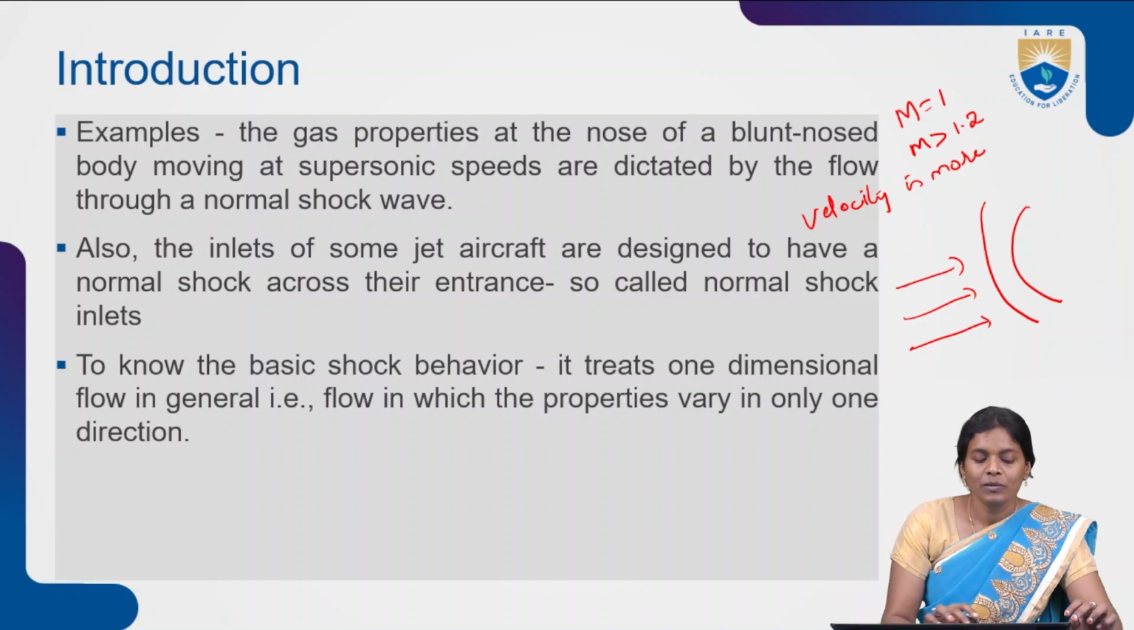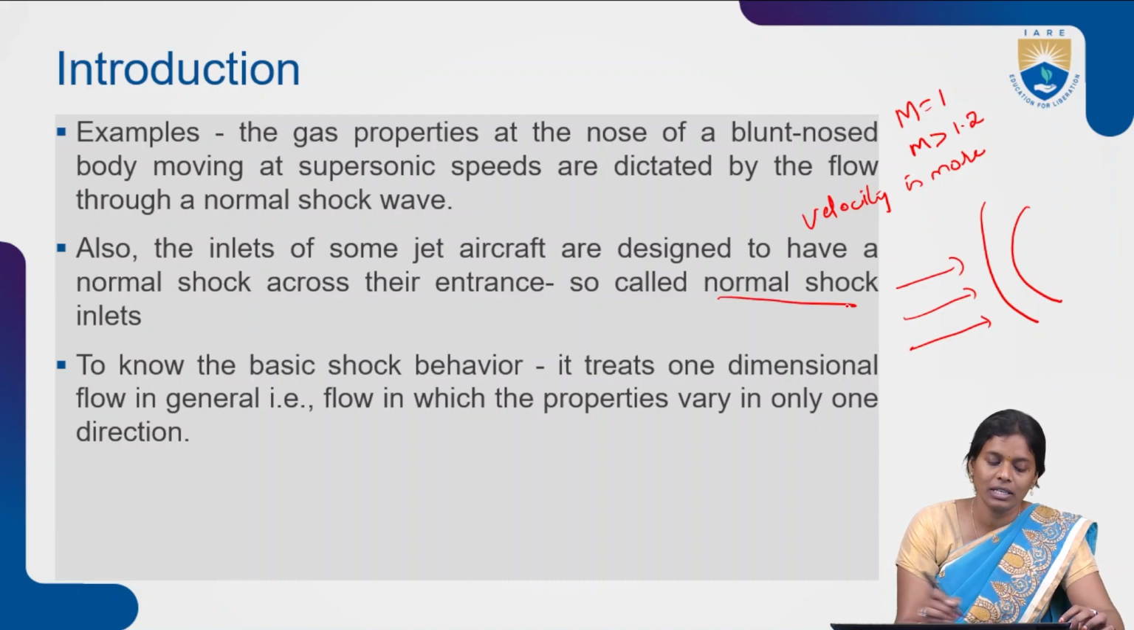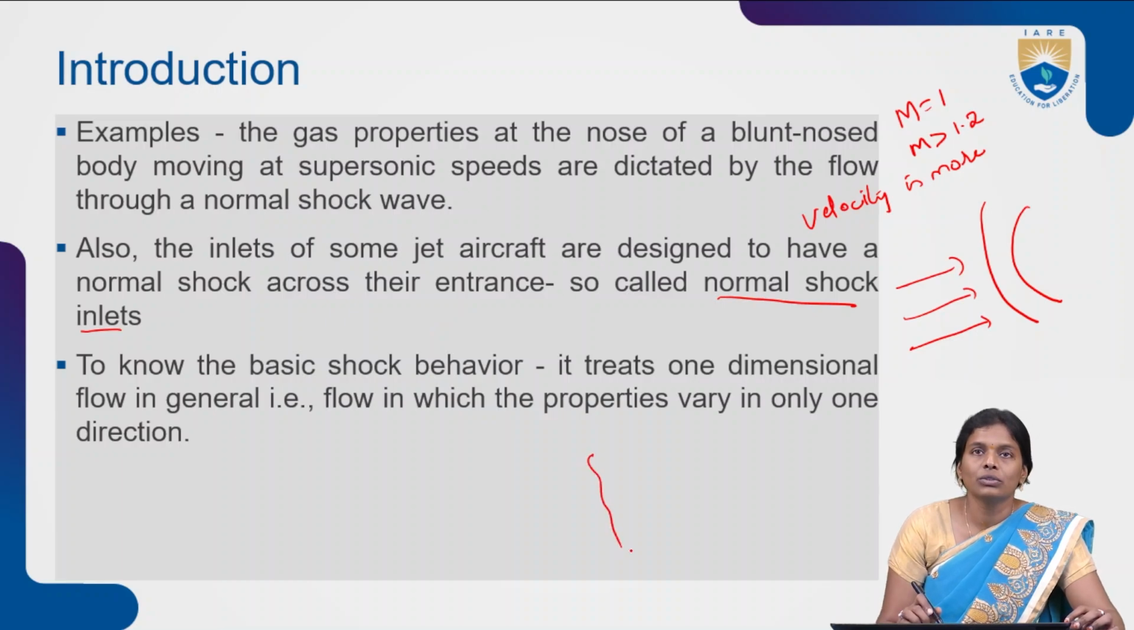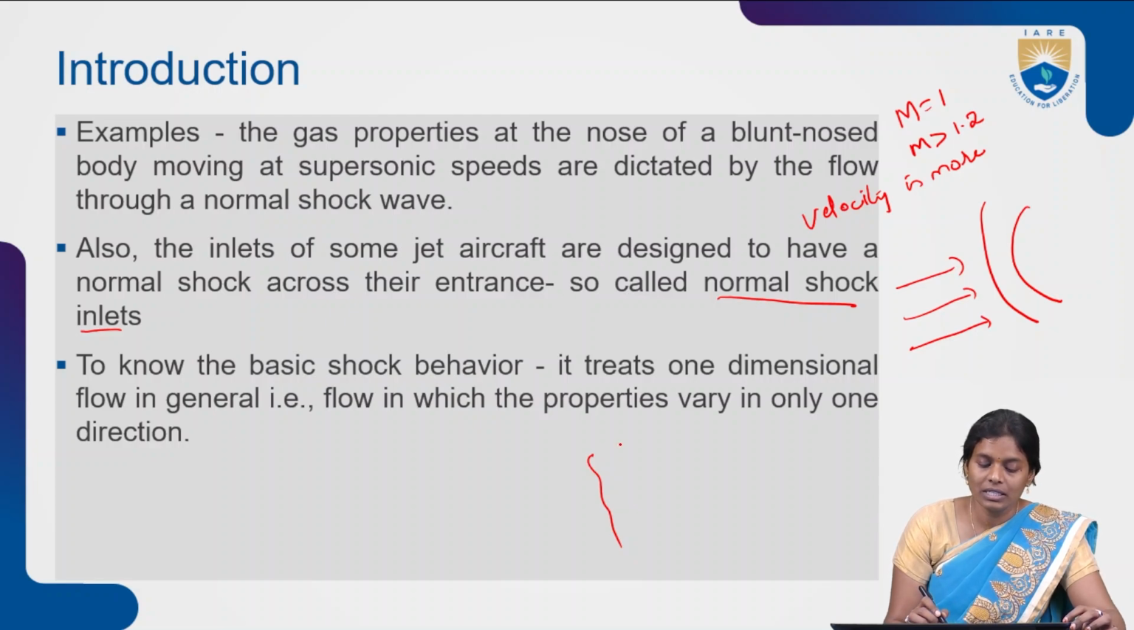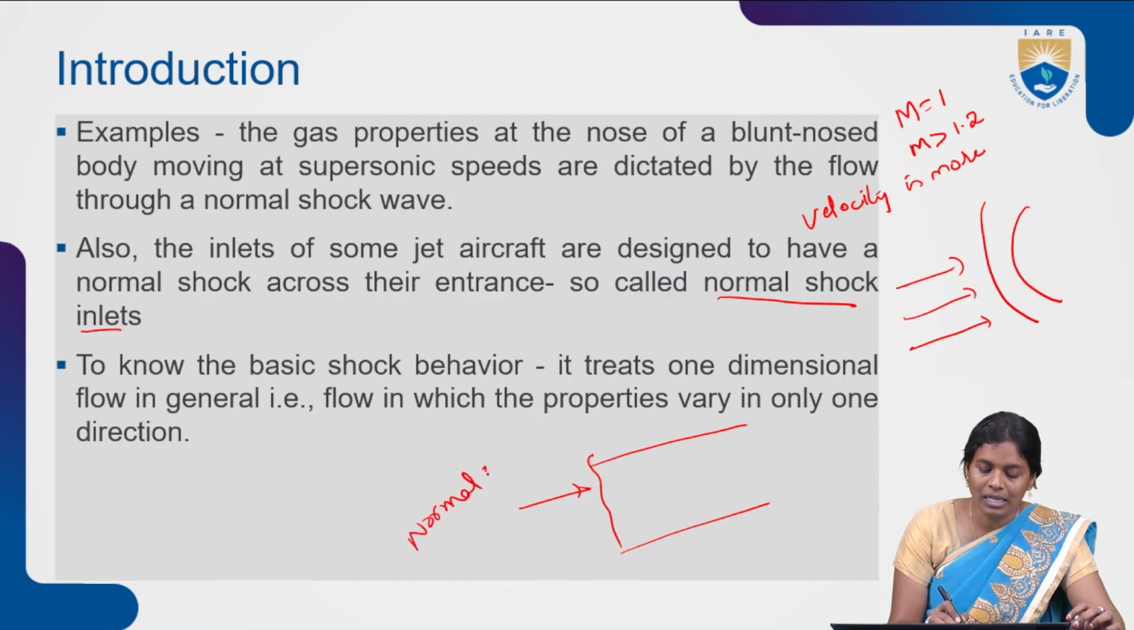Similarly, the inlets of some jet aircraft are designed to have normal shock waves across their entrance, which we call a normal shock inlet. If you take a jet aircraft, the inlets for the jet engines are designed in such a way that normal shocks will be there at their entrance. At the entrance of that inlet, we will have the presence of a normal shock, so we name these normal shock inlets.